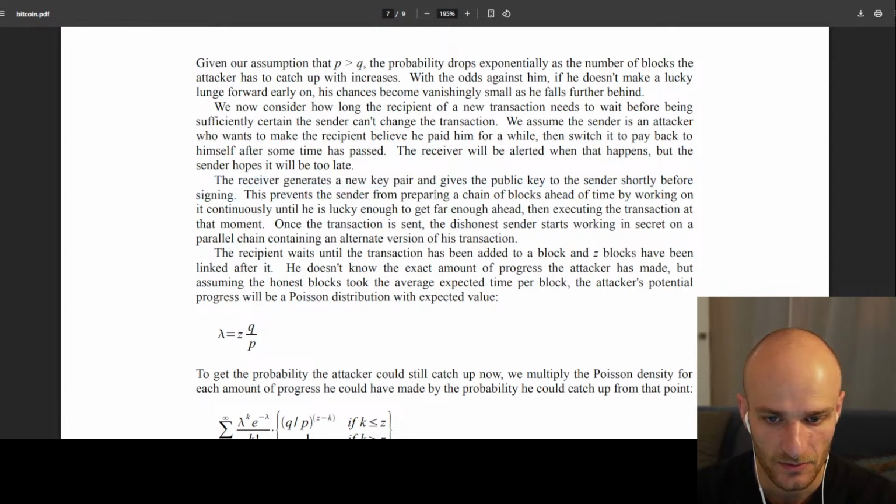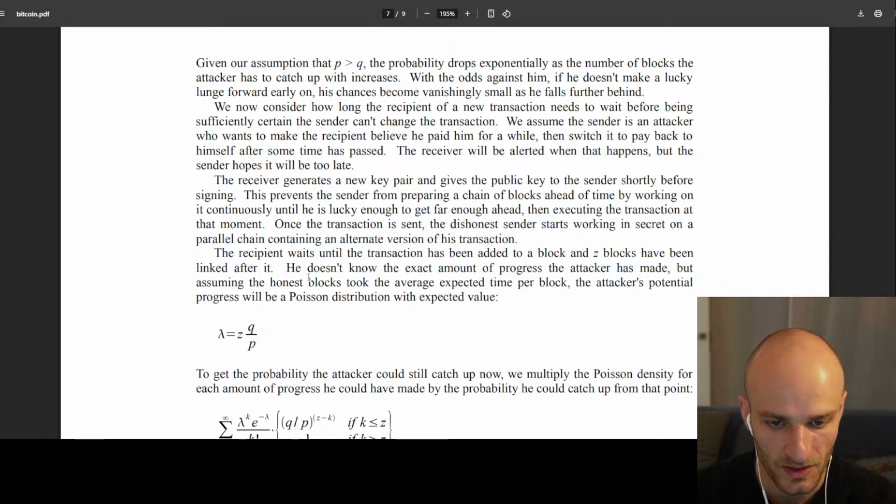This prevents the sender from preparing a chain of blocks ahead of time by working on it continuously until he is lucky enough to get far enough ahead, then executing the transaction at that moment. So yeah, generating the new address, the new public key, also allows us to not give the attacker time to build on existing information a plausible transaction. Once the transaction is sent, the dishonest sender starts working in secret on a parallel chain containing an alternate version of his transaction.